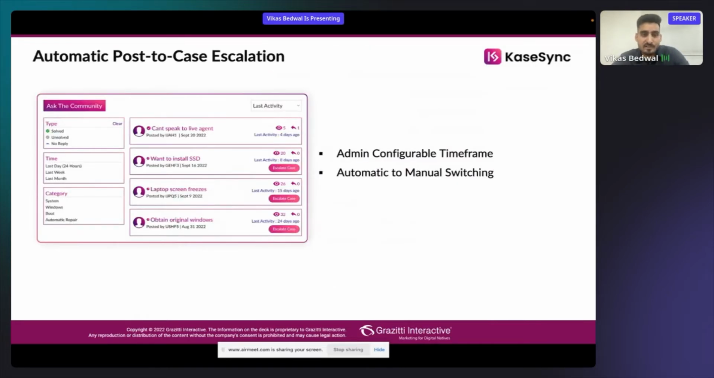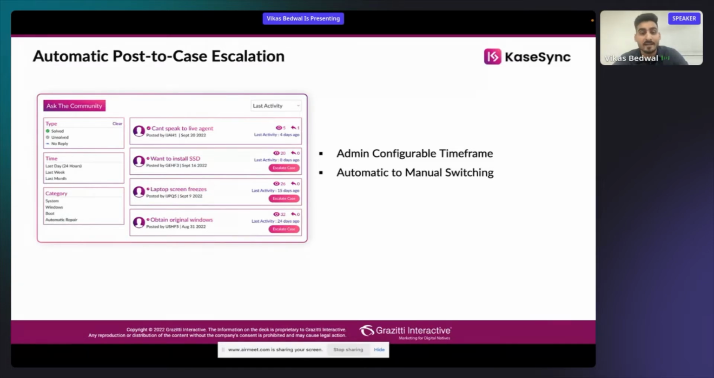Coming to the first feature, this is automatic post to case escalation. Here, CaseSync will help you to moderate all your posts. Suppose today you have created a post, and that post goes unanswered for a certain time period. You can say for 7 days. So after 7 days, that post will be converted into a case automatically.